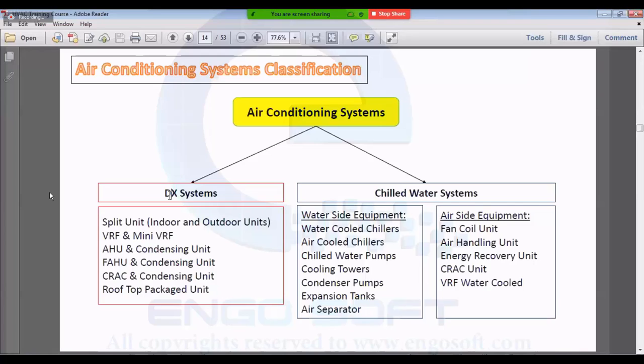The third type is AHU. What is meant by AHU? Air handling unit. Excellent. And the condensing unit. And FAHU, fresh air handling unit. What is the difference between the air handling unit and the fresh air handling unit? I don't know actually.